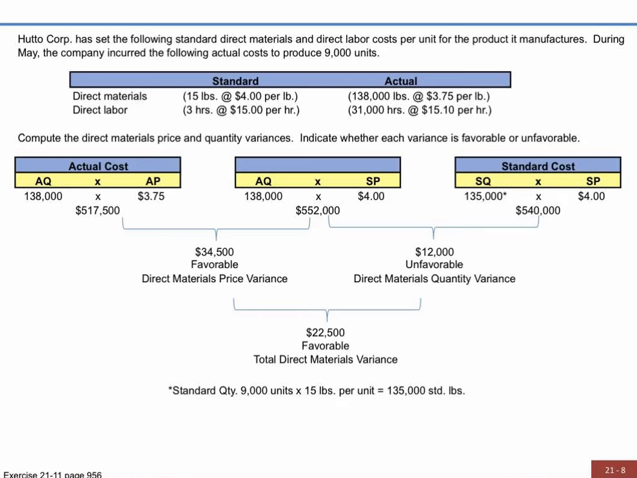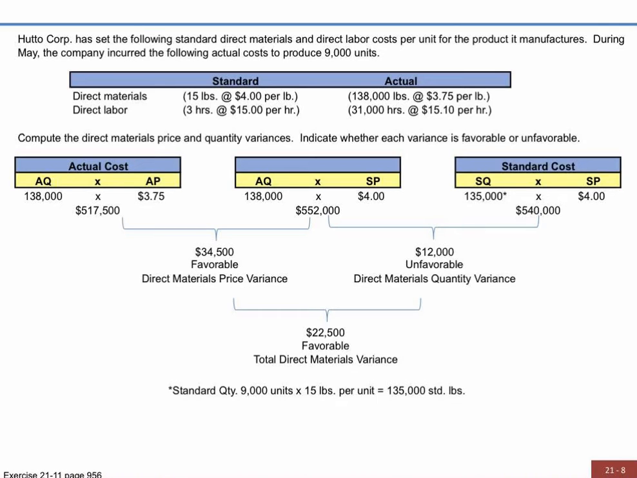It's going to be a net amount of 22,500 favorable, and that's also, if you notice, the difference between 517,500 on the far left of this illustration, and the 540,000 on the far right of the illustration.